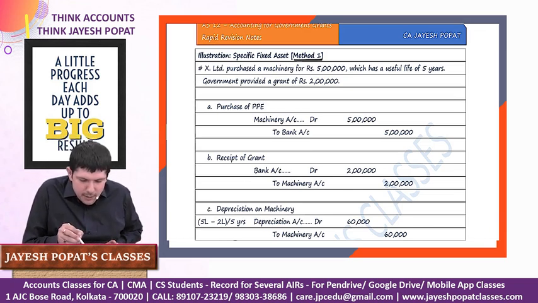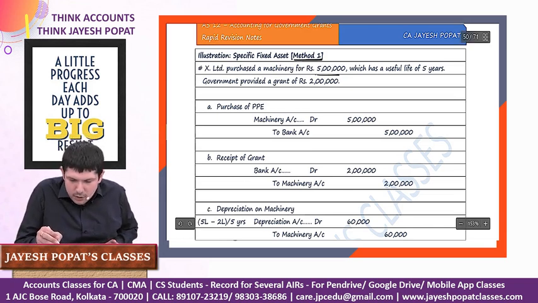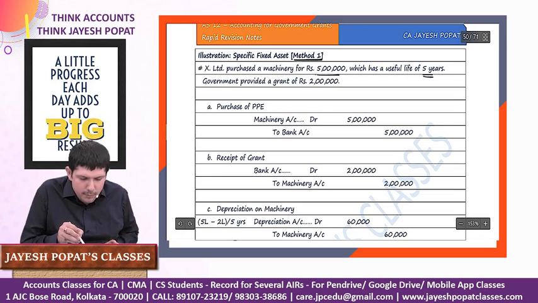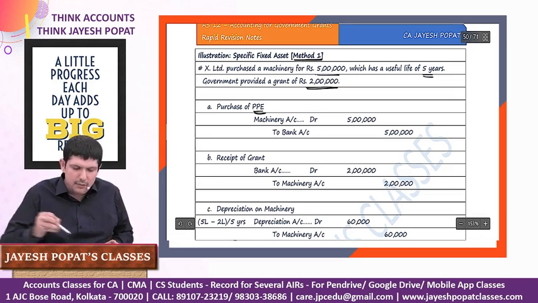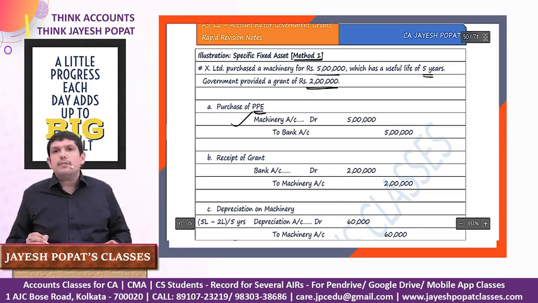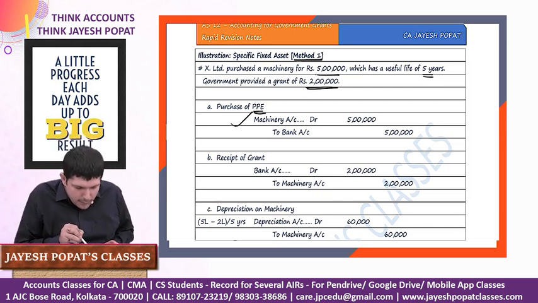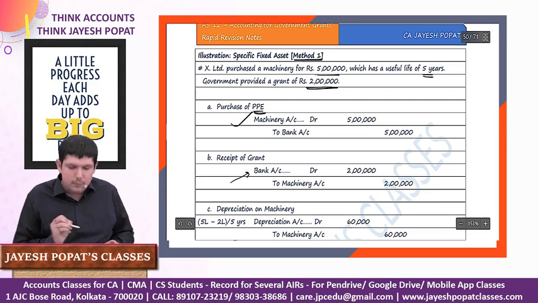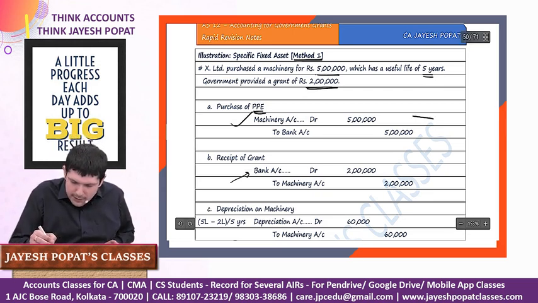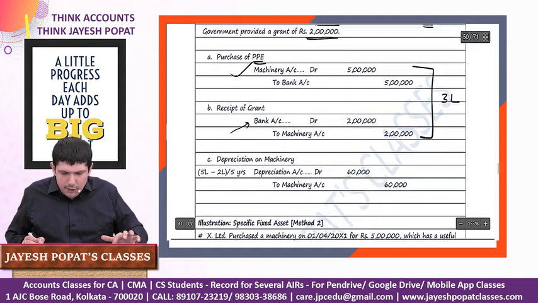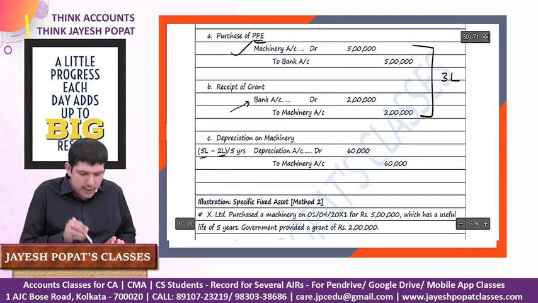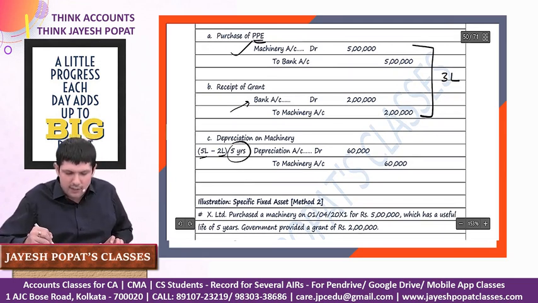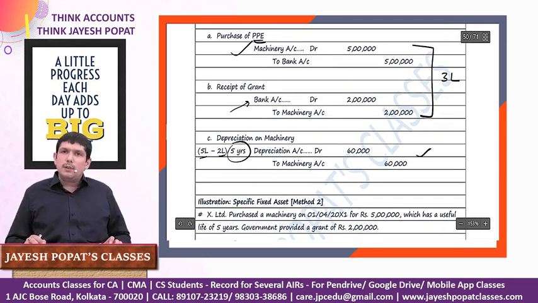X Limited purchased a machinery for 5 lakh which has a useful life of 5 years. The government provided a grant of rupees 2 lakh. So when we purchase the plant and machinery, we'll say machinery account debit to bank 5 lakh. When we receive the government grant, we'll say bank account debit to machinery account 2 lakh. So by this, now the machinery is appearing in the books of accounts at 3 lakh. Now we'll provide depreciation on this amount of 3 lakh, 5 lakh minus 2 lakh, 3 lakh divided by useful life 5 years, we'll charge depreciation 60,000 per year.